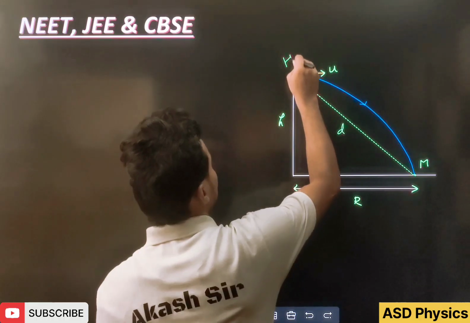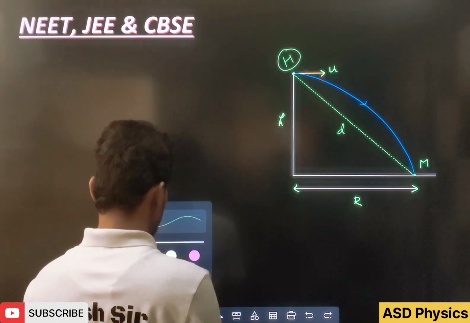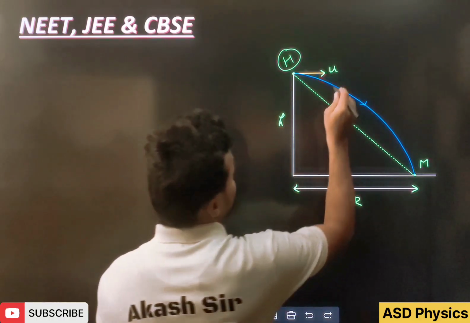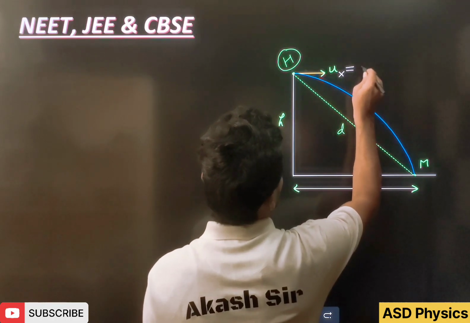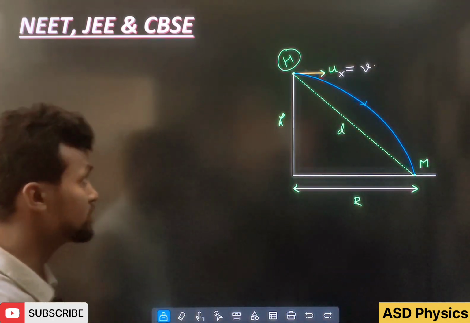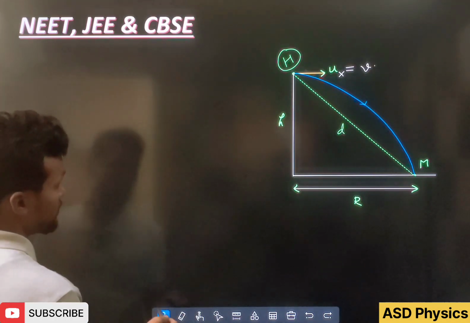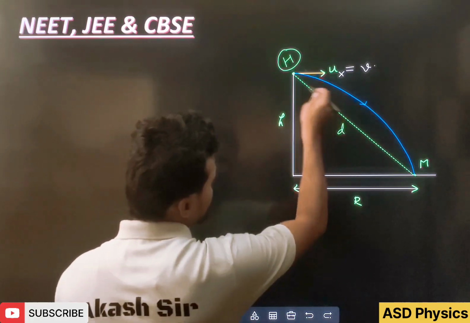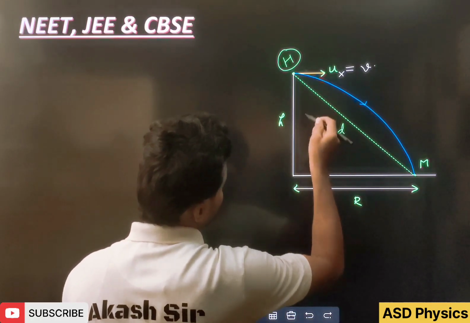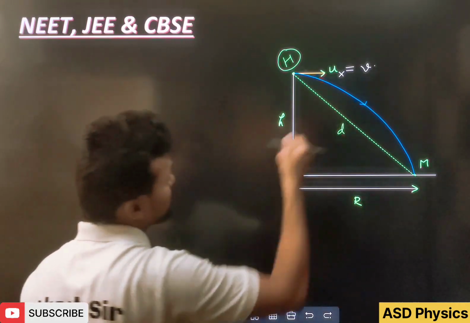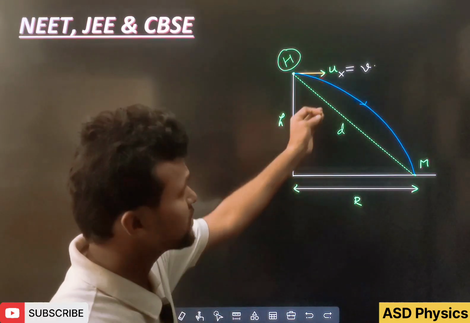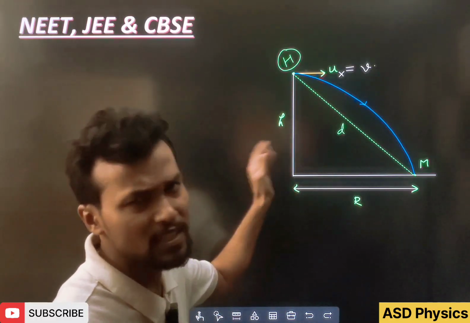This is the helicopter. Here we can write the initial velocity in the horizontal direction. What is given in the question? V. So we have to calculate the distance. To get this distance, we can see the triangle. If we know r, then we can use the right angle triangle Pythagoras method and we'll get the answer.